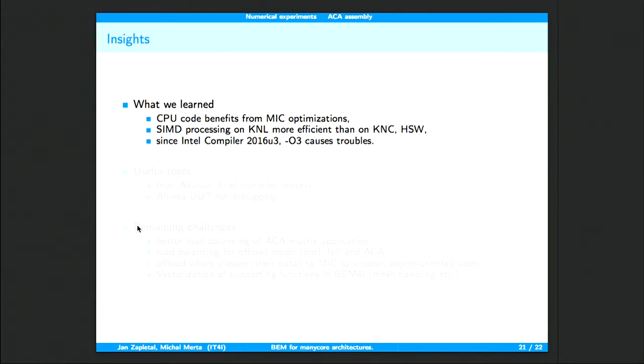KNC architecture and Haswell. What we have problem with since Intel compiler 2016 update 3, we cannot use the O3 flag because it causes troubles. It is way too aggressive. It wants to vectorize loops that should not be vectorized. It assumes that some data is aligned even though it is not aligned, at least in our code. On the other hand, what we found useful was Intel Advisor, as you could see, Intel compiler reports and Allinea DDT for debugging.